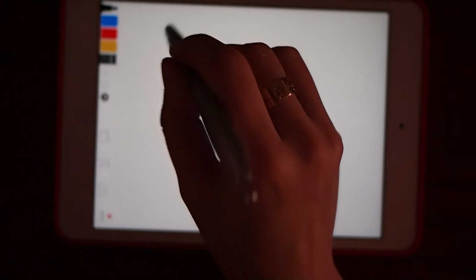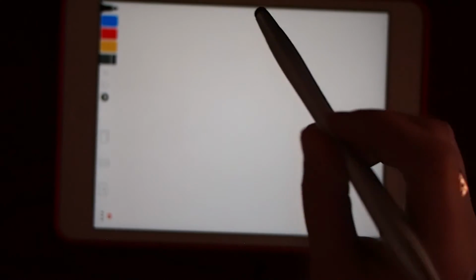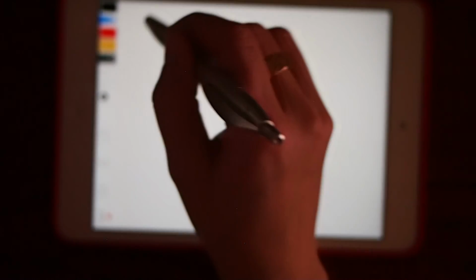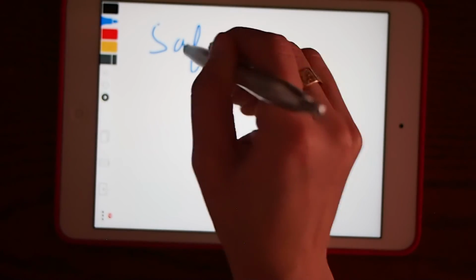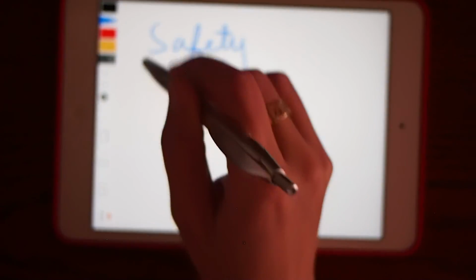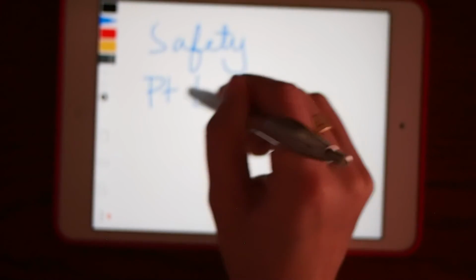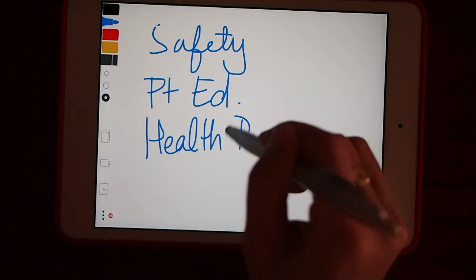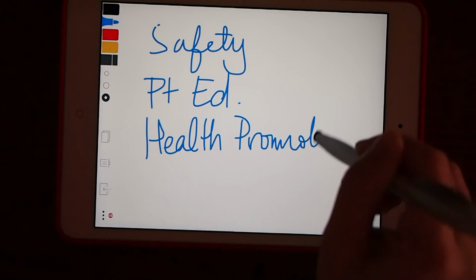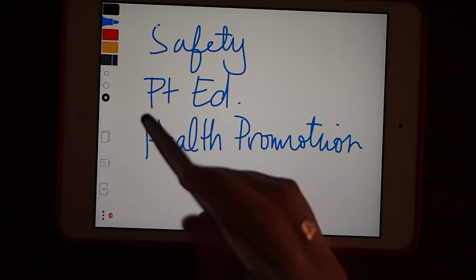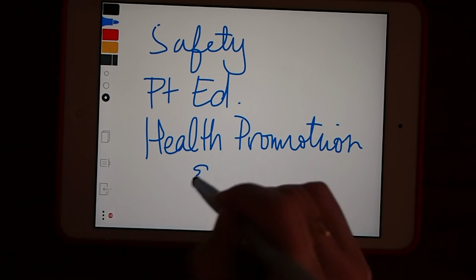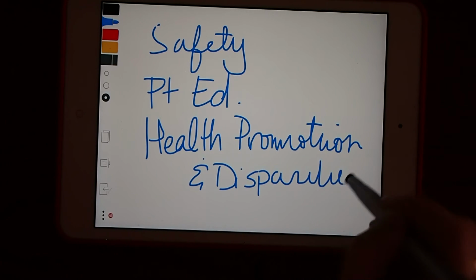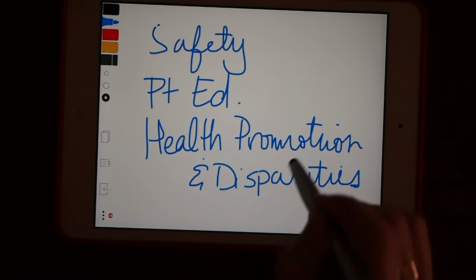There are some professional nursing concepts and healthcare nursing concepts that align well with the care of someone who has hepatitis. That's safety, patient education, health promotion, health disparities, and care coordination.